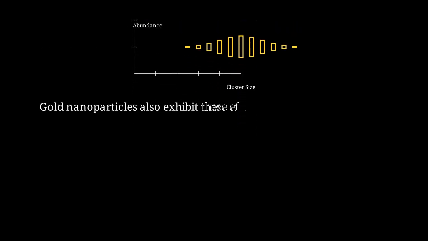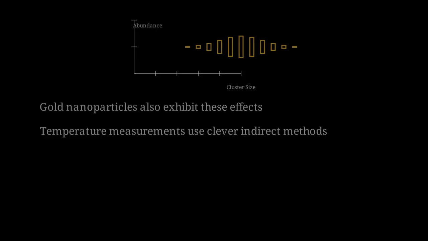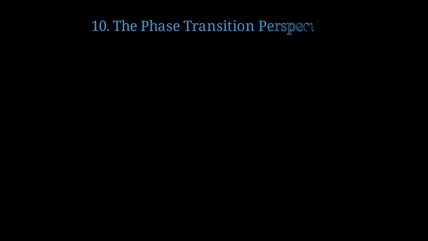Gold nanoparticles also exhibit these anomalous thermodynamic properties, which has important implications for nanotechnology. Because you can't stick a thermometer into a nanometer-sized particle, temperature is measured using clever indirect methods based on emission spectra. We can understand these phenomena through the lens of phase transitions.